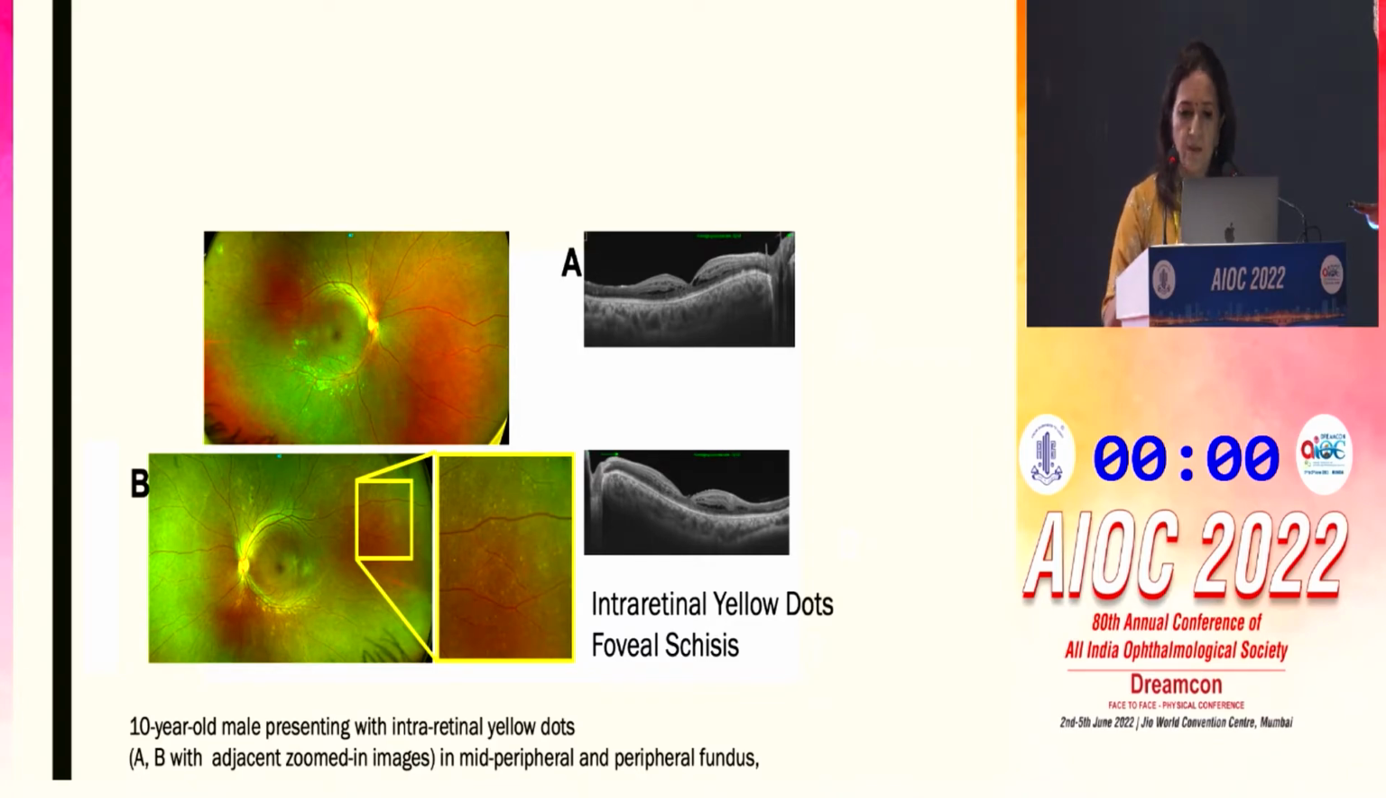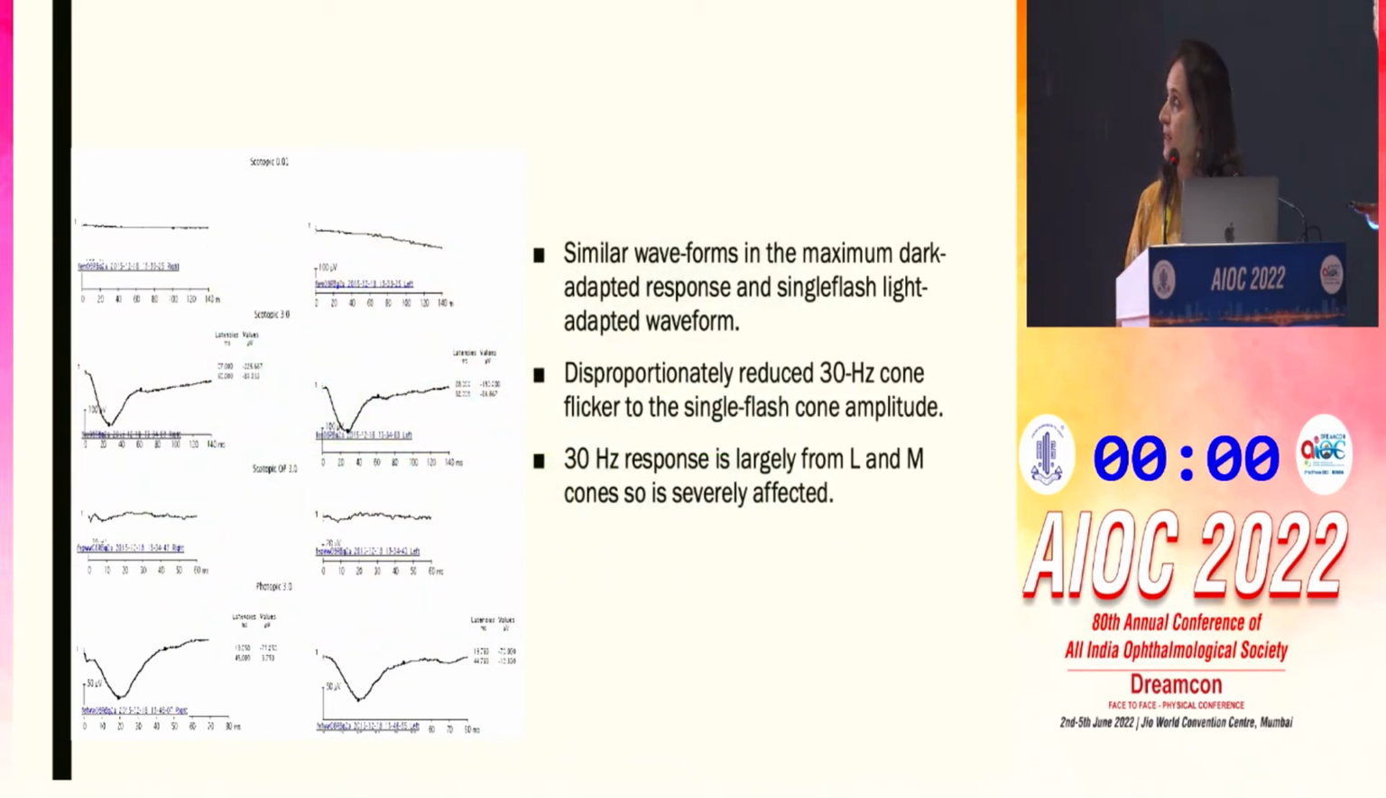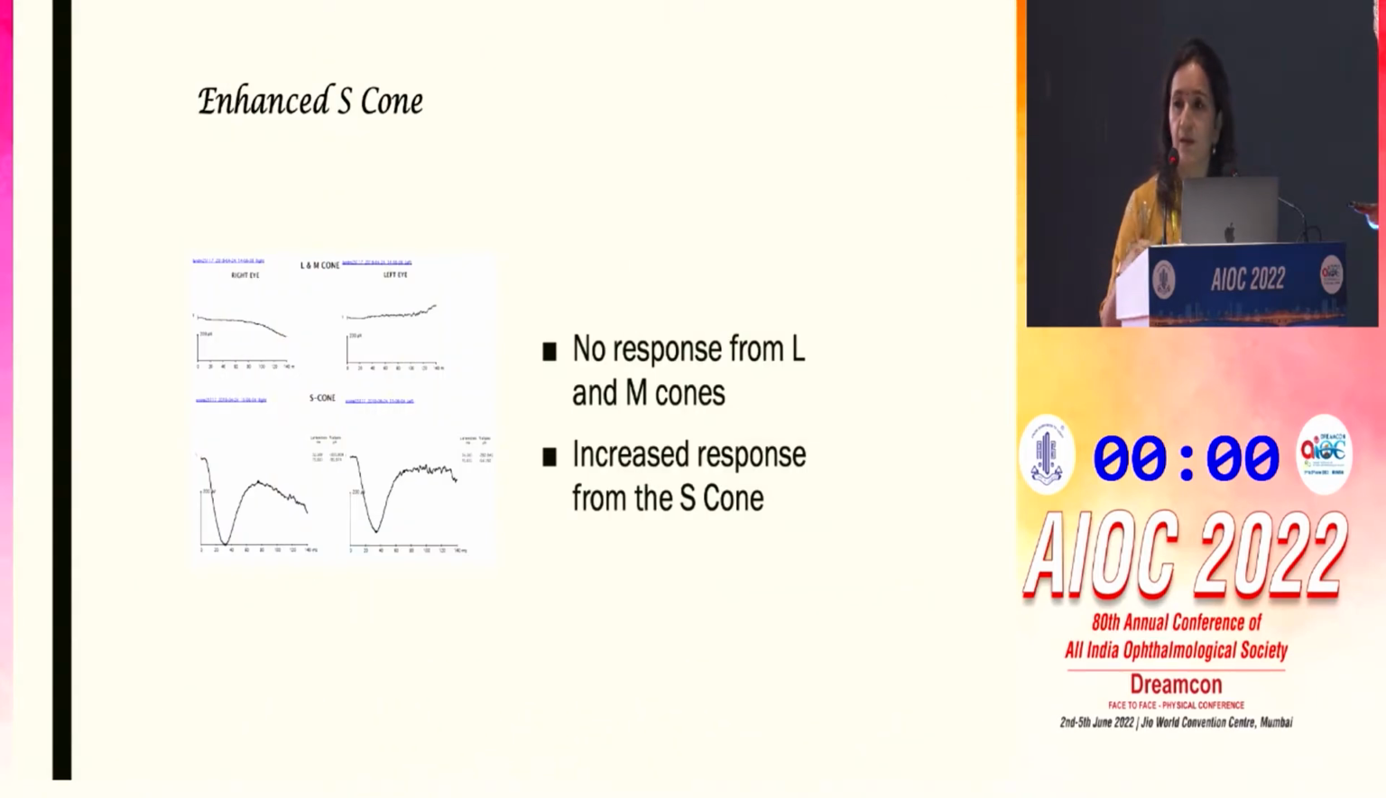So this is how it may look clinically, and again the foveal schisis is subtle on the OCT. If you do the L and M cones, this is the full field ERG where you see the scotopic combined looking identical to the photopic combined. So this is the diagnosis, and you can do an S-cone enhanced ERG to see that no firing is happening from the L and M cones, and the only response is from the S cones.